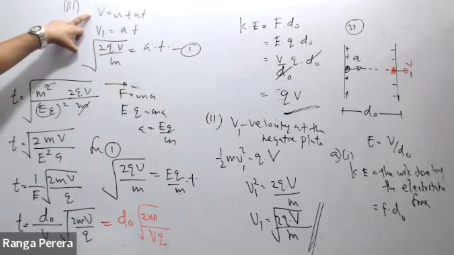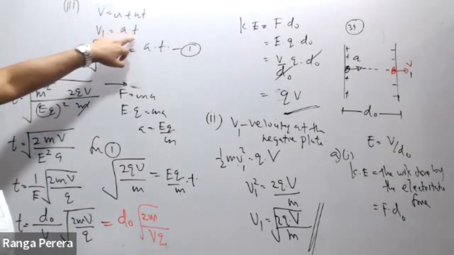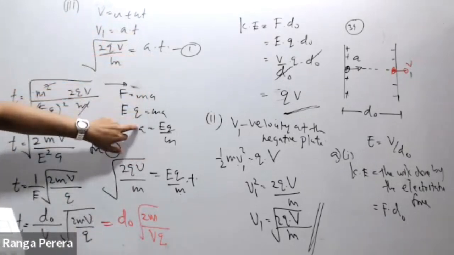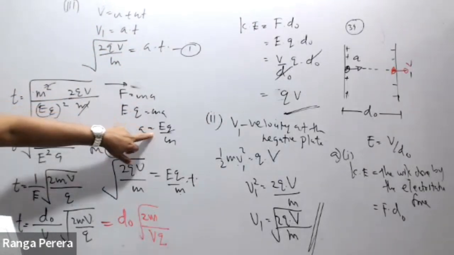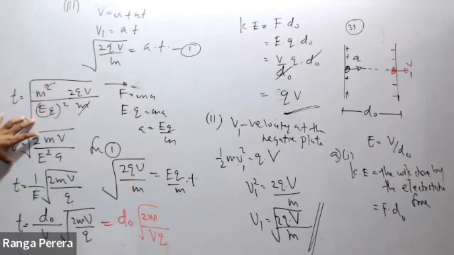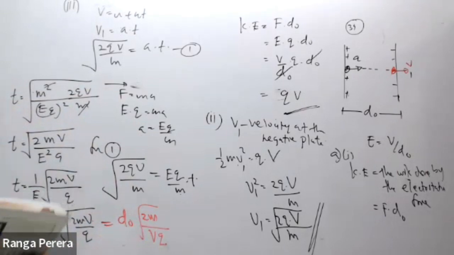First, I apply v equals u plus at for this charged particle. There, I realized the velocity equals acceleration times time. The velocity I found earlier. After that, I need the acceleration, so I apply f equals ma. With that, I can substitute the values. Here simplified, here simplified. Instead of capital E, we can apply v over d naught. So we replace E with v over d naught and substitute this way. Finally, we end up with the answer d naught root 2m divided by vq.